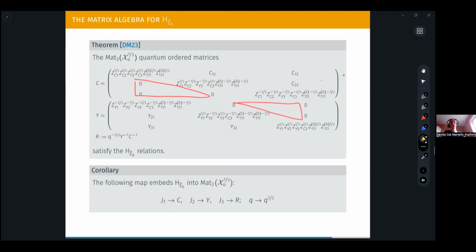For C, for example, you have to expect these Hecke parameters to play some sort of role of the determinant or the characteristic polynomial. So being upper triangular, they sit on the diagonal. So these really are the Hecke parameters. Say, for example, this is U 2, 4, 1, because C corresponds to J1.